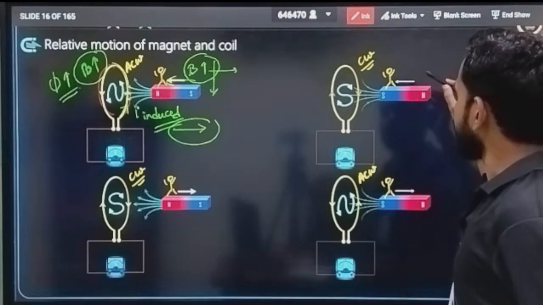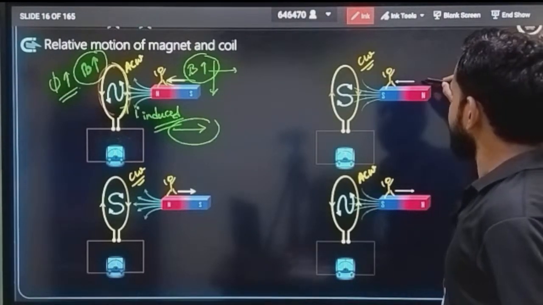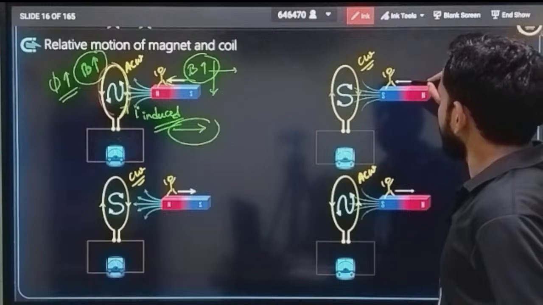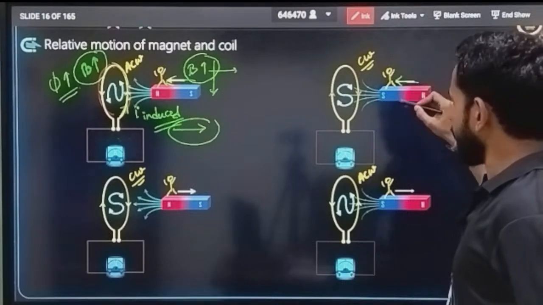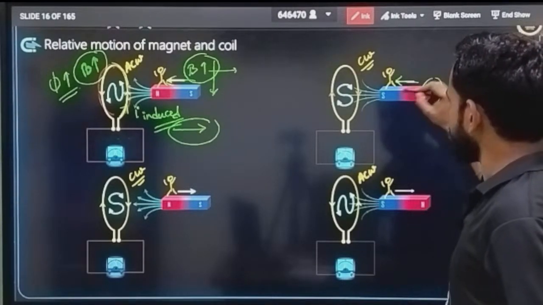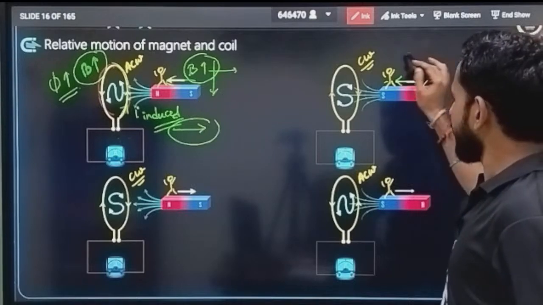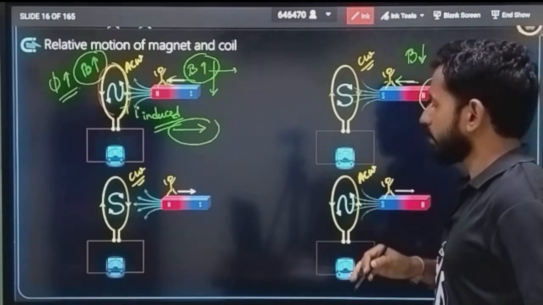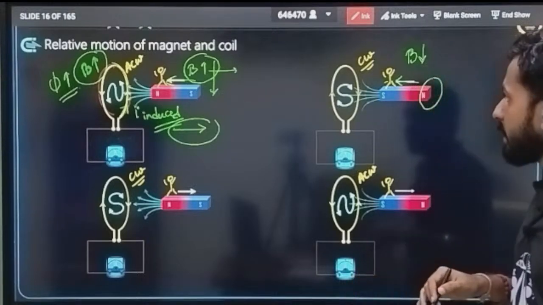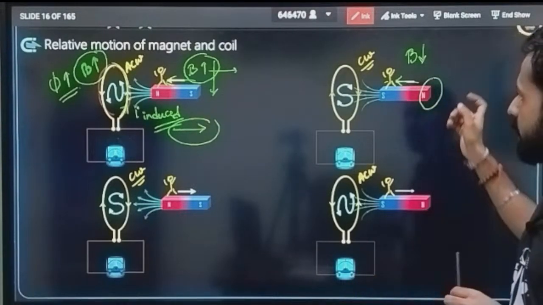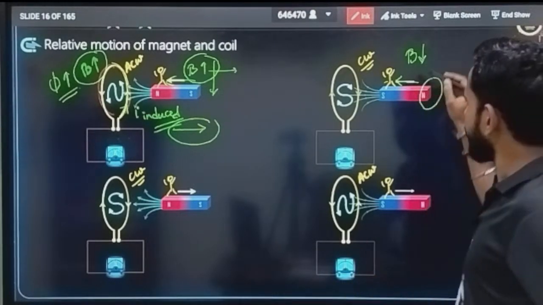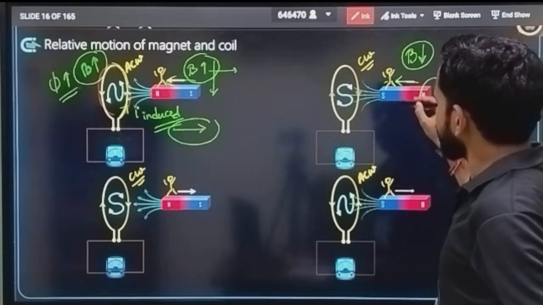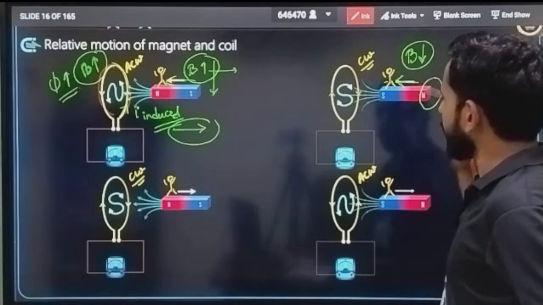Here you will say that this is the direction of the magnet, but what is happening: the north pole is towards this side and the south pole is towards this side. That means I can say this time the magnetic field is decreasing. If the magnetic field is decreasing, in which direction? In this direction the magnetic field is decreasing.